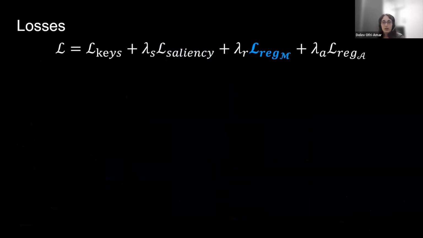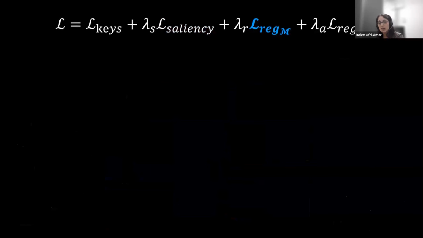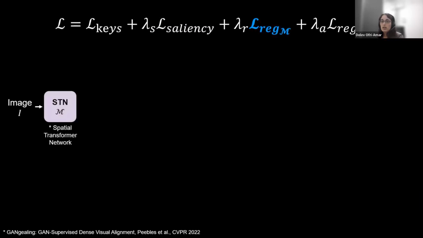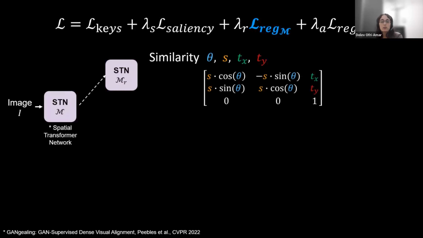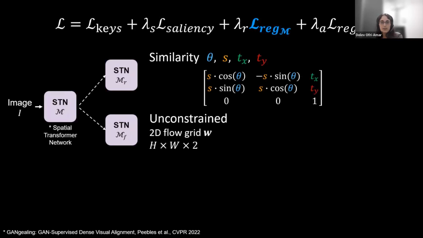Next, we have the regularization on the mapping network. So let's first see what it consists of. Like we said before, it's a network that gets an image and outputs a sampling grid with which we can backward warp the image. The network actually consists of two different networks. The first is responsible for predicting the parameters of a similarity transformation: rotation, scale, and translation in 2D. And the second predicts a dense 2D flow grid, which is a grid of 2D displacements. The outputs of these networks are then composited together to obtain the final grid.